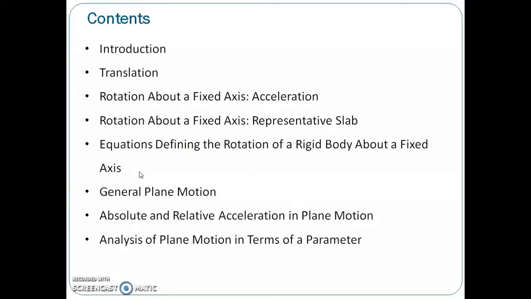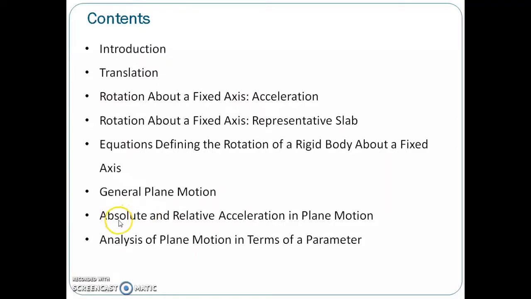We also recap the equations before we move towards general plane motions. We learn that the general plane motion of a rigid body can be replaced by the translation of an arbitrary reference point and rotation about that reference point itself. So here we want to see how to determine the accelerations of rigid bodies undergoing general plane motions.